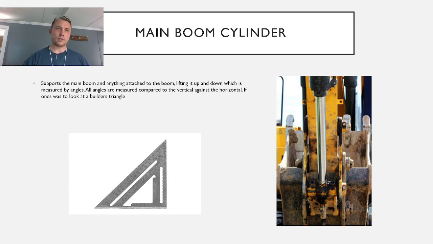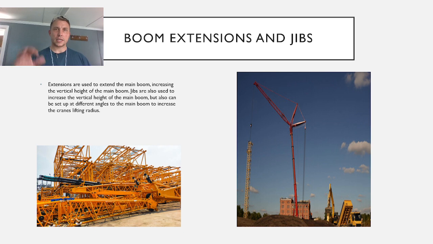If you look at it kind of like a builder's square, it goes from 0 up to 90. In larger cranes, they actually go less than 0 degrees. They can go down to like -5 degrees, so that if you're setting it up and you're putting extensions or jibs or other things on there, you're allowed to do that at a lower angle so that you're not having to get up on the ladder and knock pins in and everything.